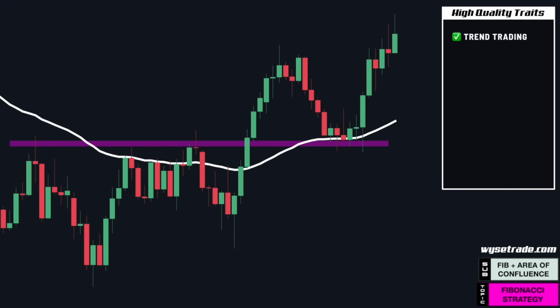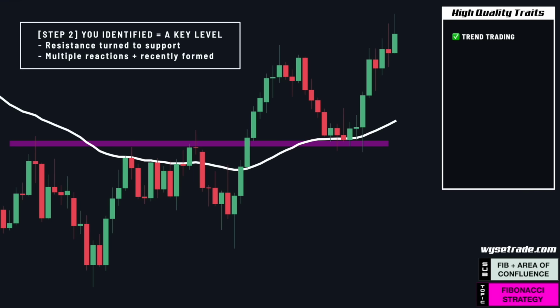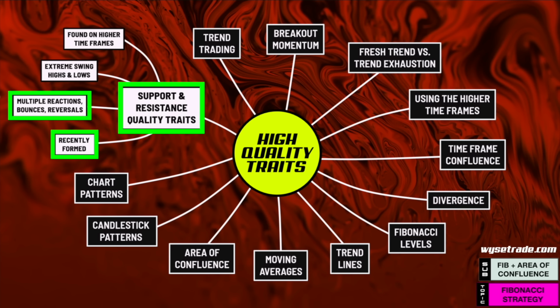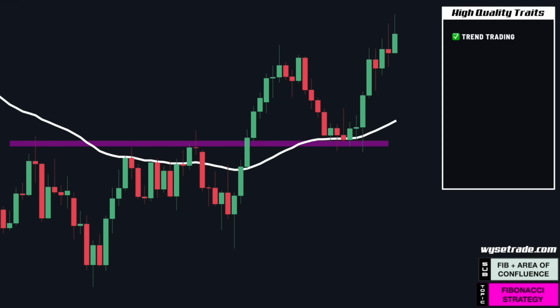This is a high quality trade. Next, you should have identified your key level of resistance turned to support. This is a very high quality level because price reacted to it multiple times and was recently formed. Another high quality trait.